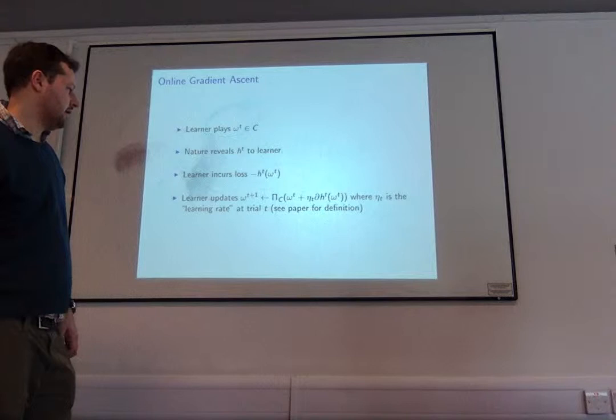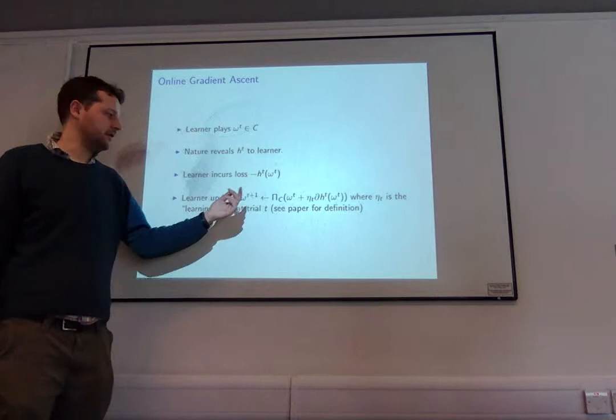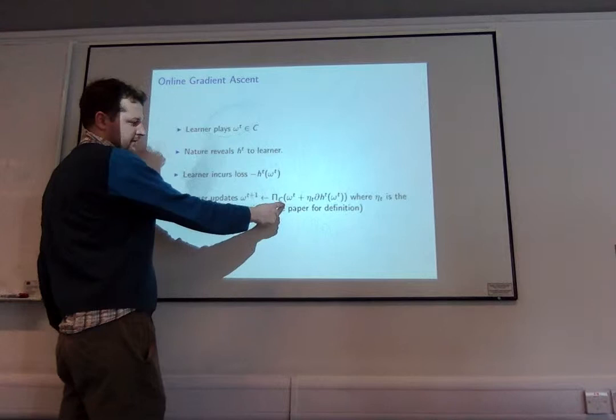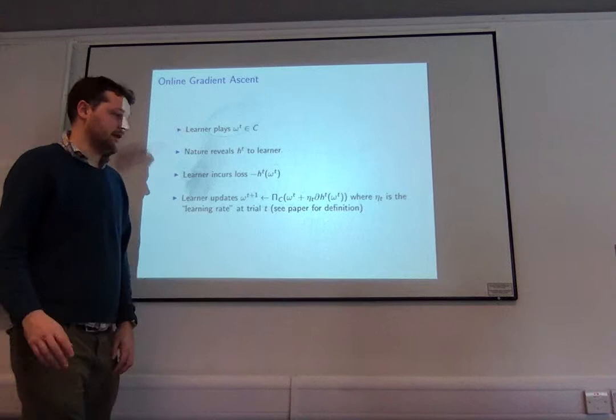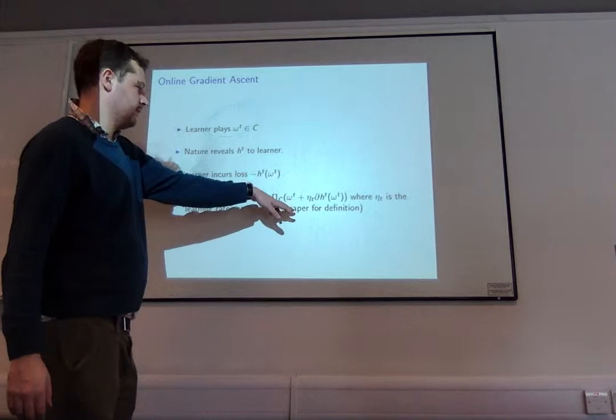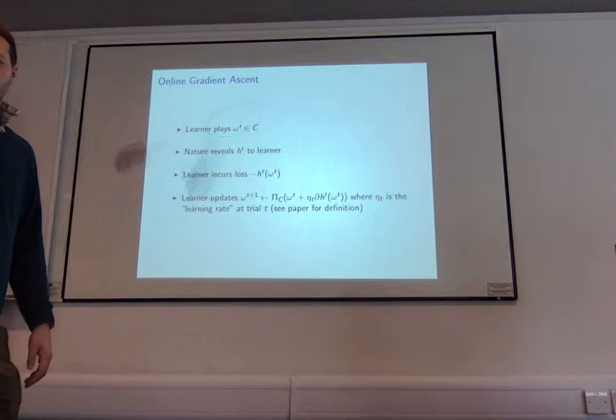So that's basically saying we gain at least this, right? And then the learner updates its omega t by doing a projection, by firstly adding eta t. Eta t is a learning rate, which changes from trial to trial. You'll have to see the paper because it's slightly complex. We define, or at least compute it, in the paper.